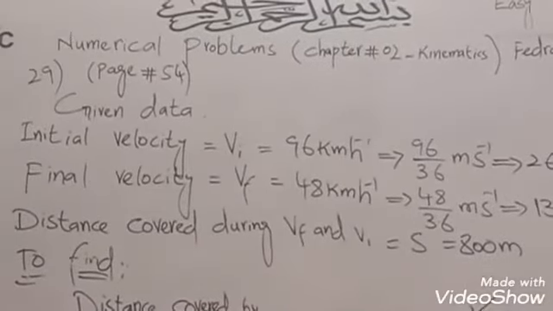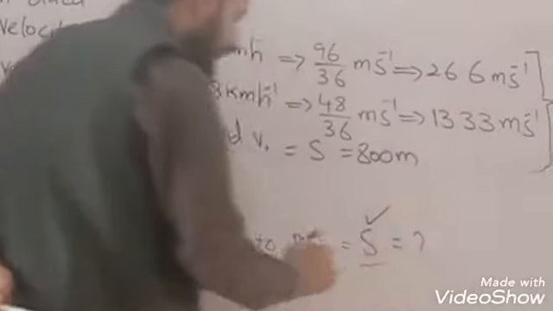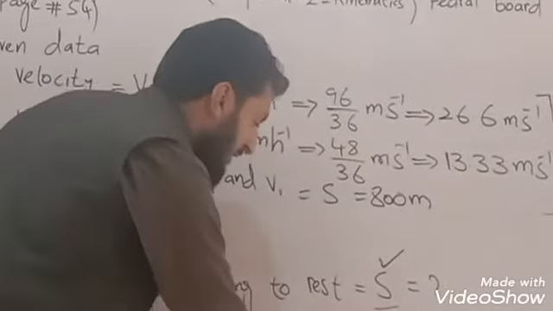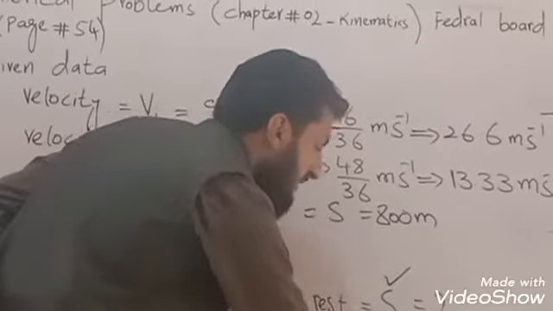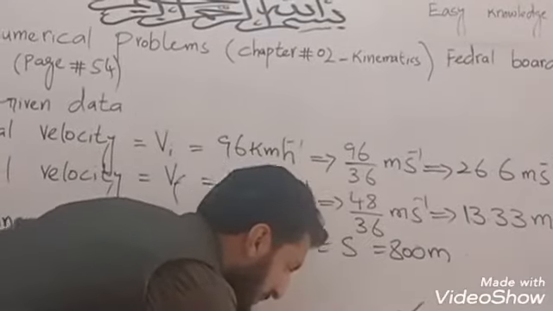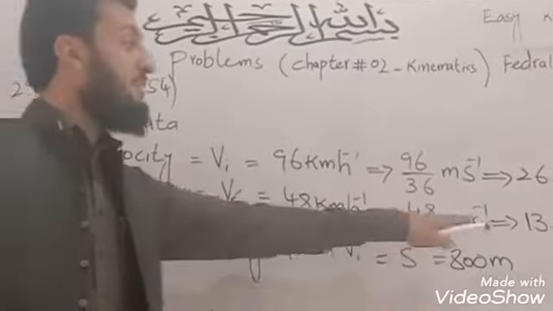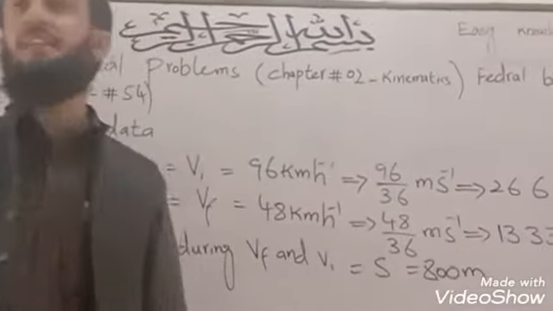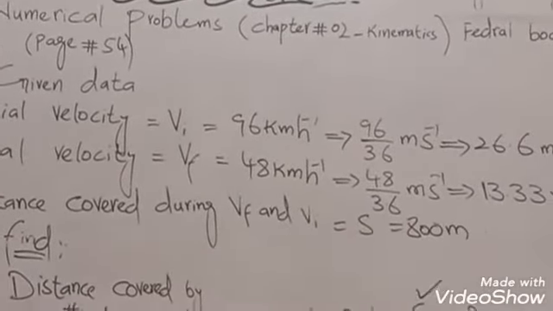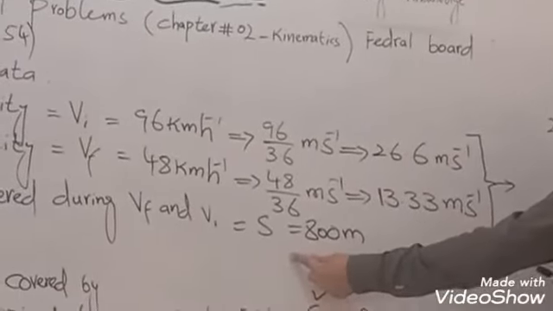But for this distance, be careful that our initial speed will be 13.33 meter per second and our final speed will be 0 meter per second. In order to find this distance, our initial speed will be 13.33 meter per second and our final speed will be 0 meter per second. Okay? When the speed was decreasing from this to this, the distance covered by the train was 800 meters.